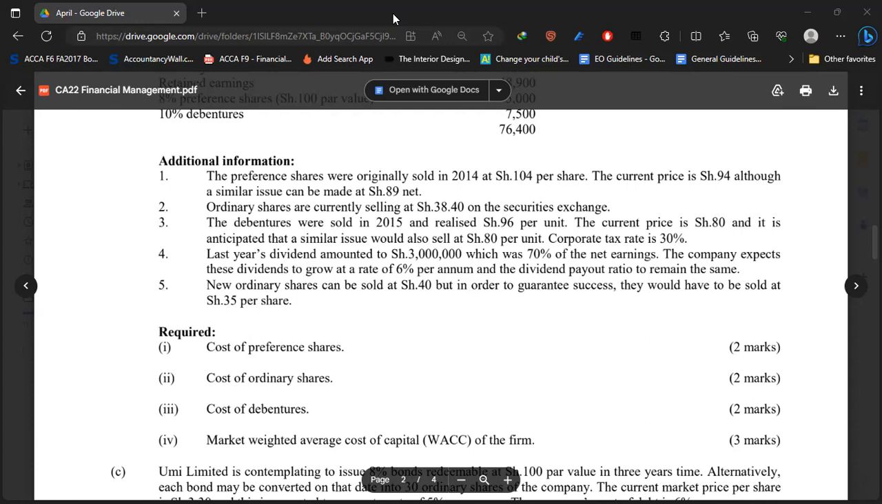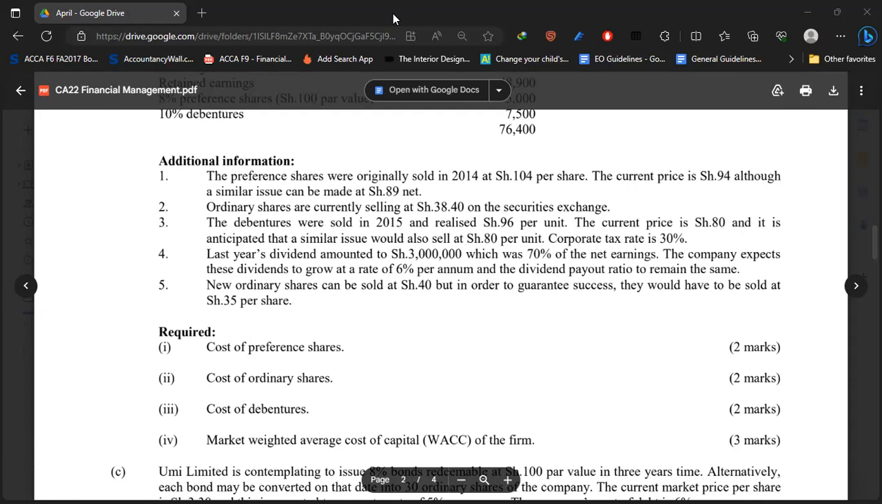Last year's dividend amounted to 3 million, which was 70% of the net earnings. The company expects these dividends to grow at a rate of 6% per annum and the dividend payout ratio to remain the same. 5. New ordinary shares can be sold at 40 shillings, but in order to guarantee success, they would have to be sold at 35 shillings per share. Required: 1. cost of preference shares, 2. cost of ordinary shares, 3. cost of debentures, then 4. market weighted average cost of capital of the firm.